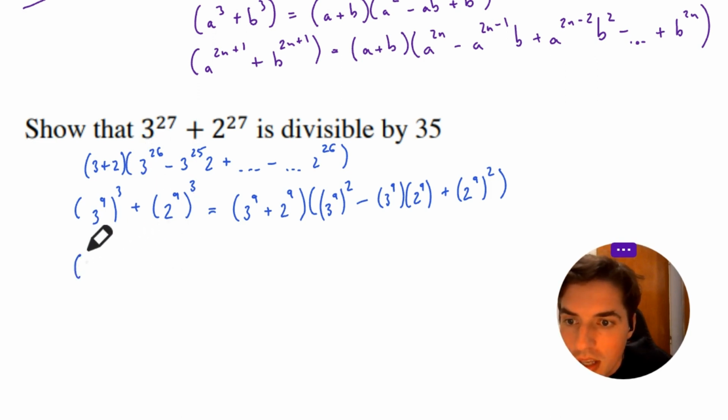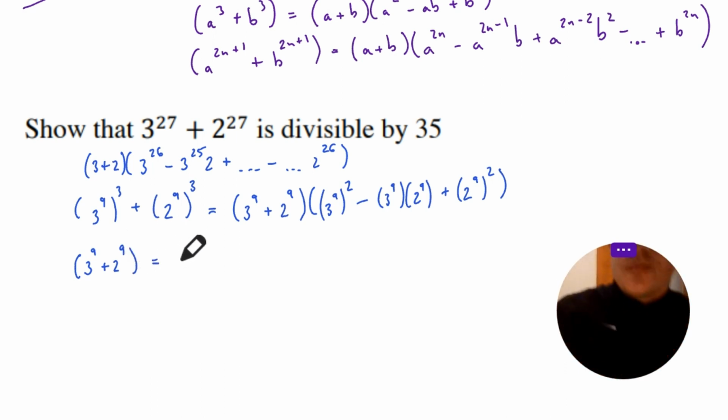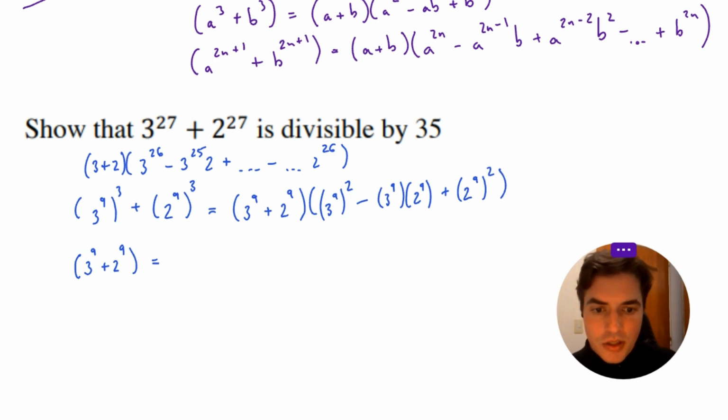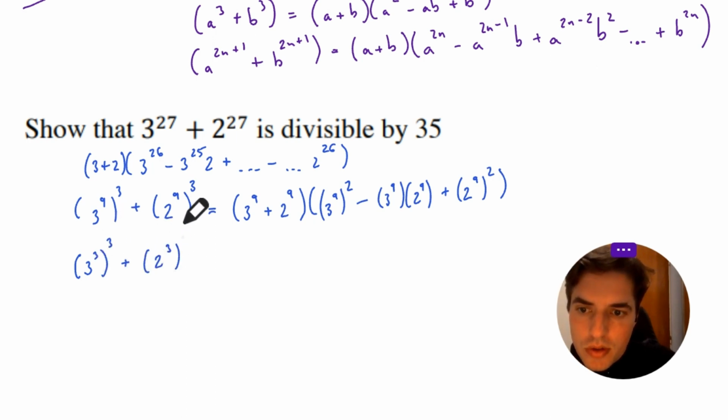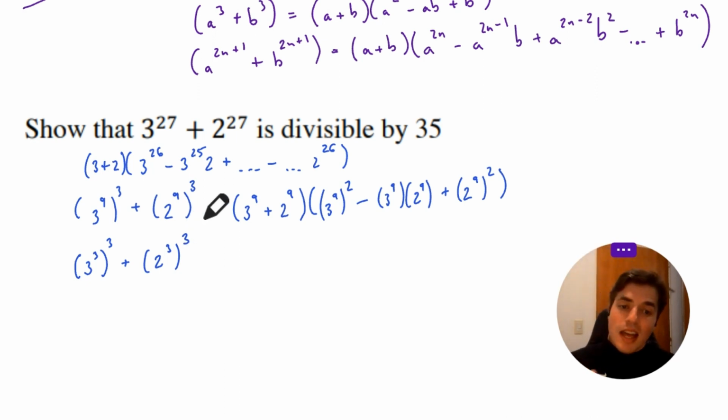So we look at it here and say 3 to the ninth plus 2 to the ninth is equal to, well, we want to go back and do it the same way we did it. We want to say 3 to the third plus 2 to the third. And the reason I had to stop myself there is because if we just said 3 to the ninth, 2 to the ninth, then we would get the same result that we did originally.